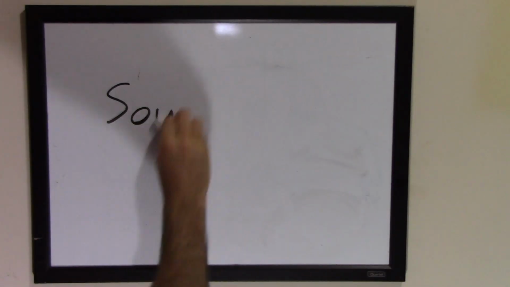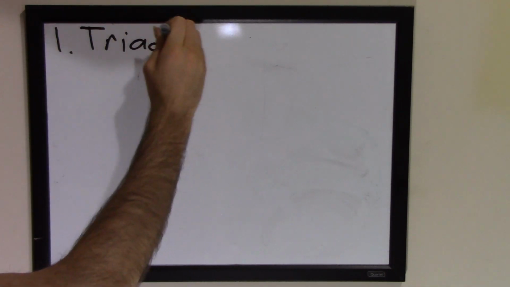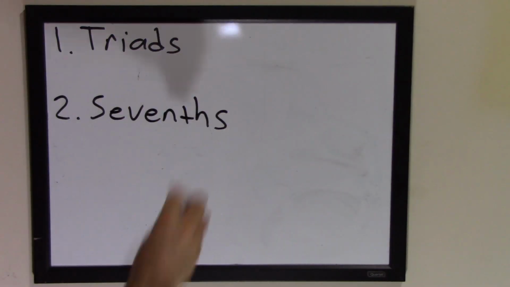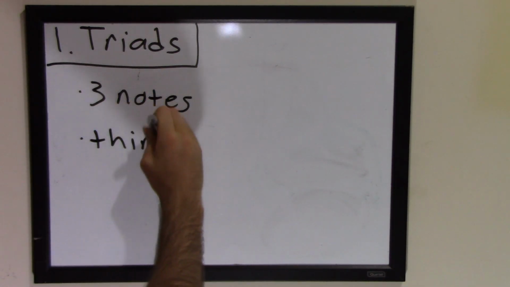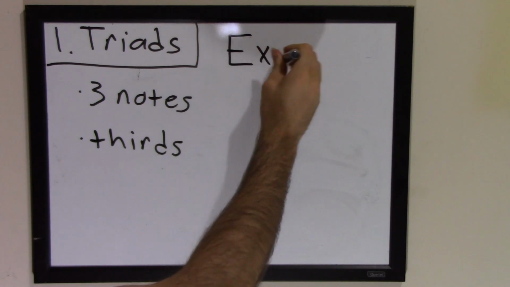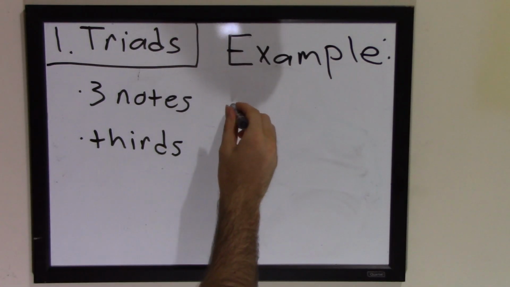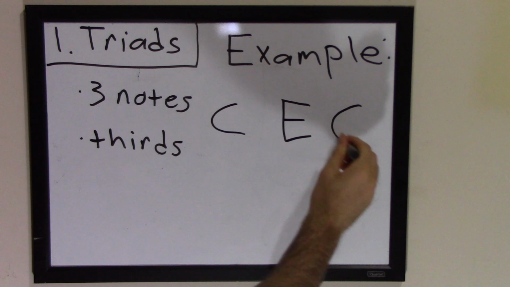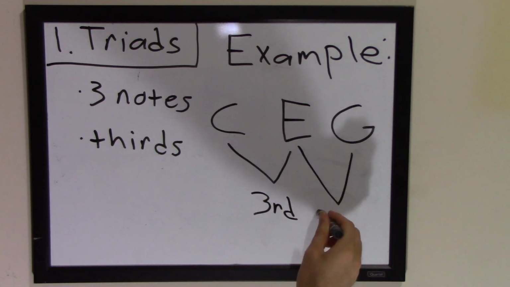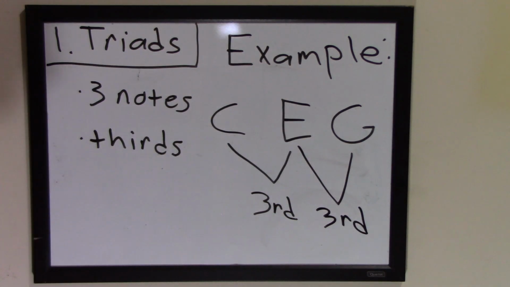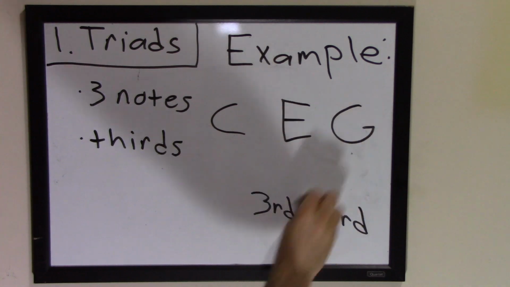So, here we go. This lesson will be divided into two sections, triads and sevenths. We'll start with triads. Triads are a group of three notes that can be arranged in thirds. So let me give you an example. If you take a C and an E and a G, that is a triad. It's a triad because from C to E is a third, and from E to G is a third. So we have three notes that can be stacked into thirds, and we call that a triad.